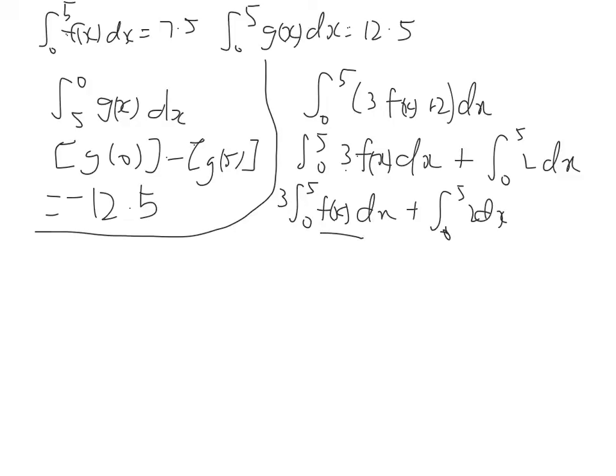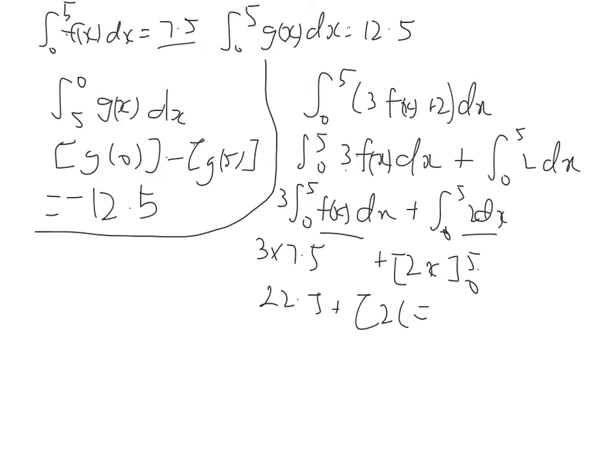Okay, so now we've got that. We know that the integral of f of x is 7.5. So this is 3 times 7.5. Then you're going to say plus, and here we're going to anti-differentiate this. So we're going to get 2x with 5 and 0. So here we've got 22.5 plus 2 times 5. And now we know that we've got a 0 here, so I'm not going to bother with that because our 0 is going to end up being 0. So here we've got 22.5 plus 2 times 5, which is 10, so we end up with 32.5. So that's how we end up going through that.